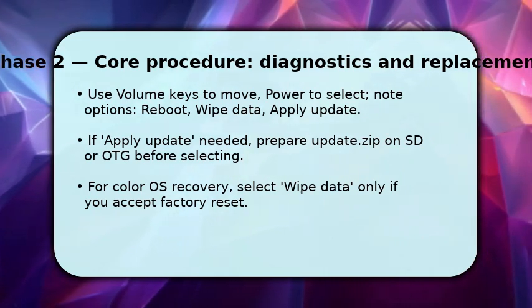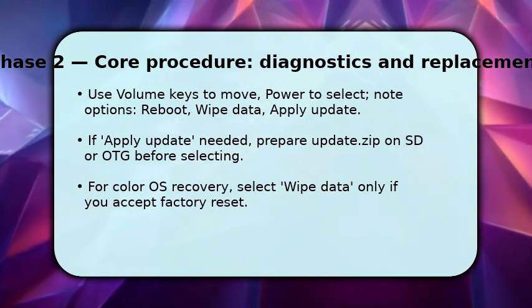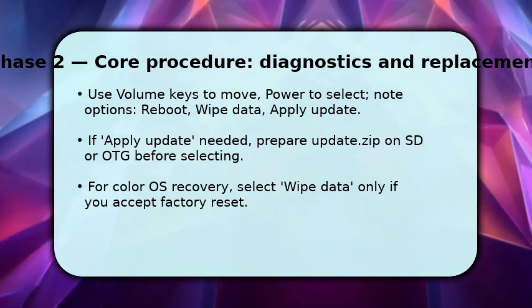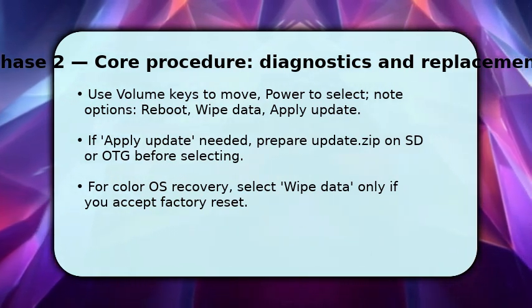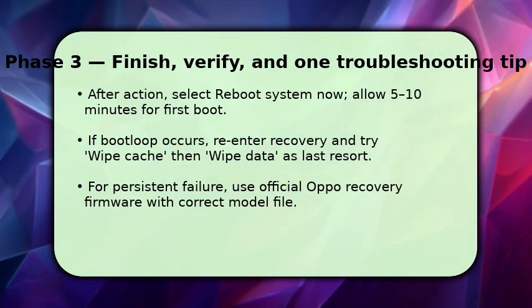If you must remove persistent errors, choose Wipe Data, but do this only if you accept a factory reset because it erases user data. Take time to confirm each selection. Accidental wipes are common. You finish by selecting Reboot System now and then waiting.